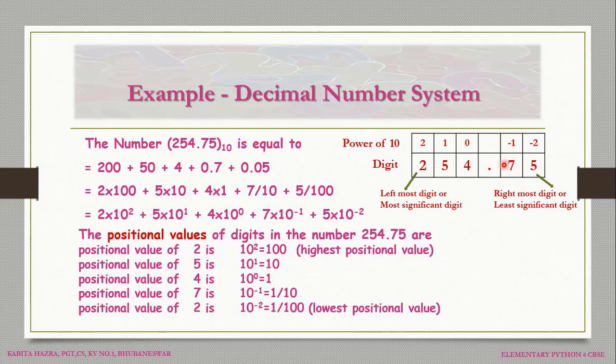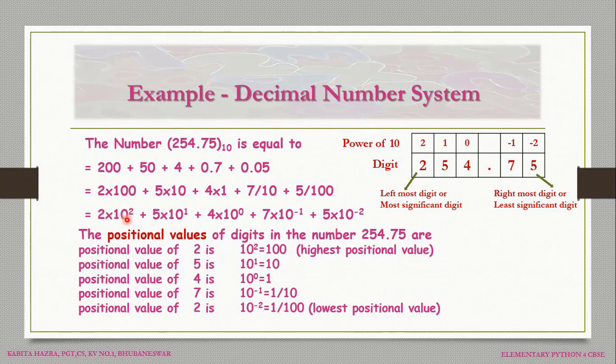Similarly, the digit to the right of the decimal point will have the positional value 10 power minus 1. The next one will have the positional value 10 power minus 2, and so on. The rightmost digit will have the least positional value, and hence it is known as the least significant digit. So we can represent this number 254.75 as 2 into 10 power 2 plus 5 into 10 power 1 plus 4 into 10 power 0 plus 7 into 10 power minus 1 plus 5 into 10 power minus 2.